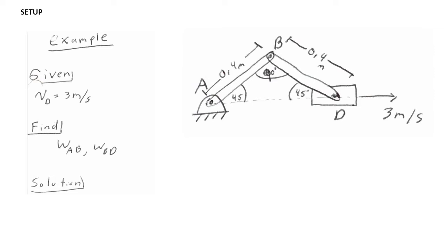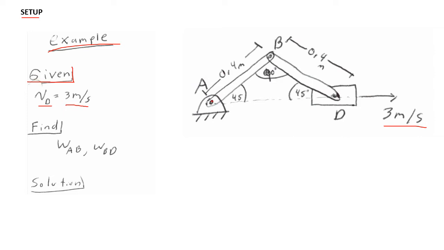So from the information from our given diagram and problem statement, our next step is to create our setup page. In the setup page, I have my example problem given to me. I know that my VD, my velocity of D, is moving to the right at 3 meters per second. You can see that over here in my diagram.